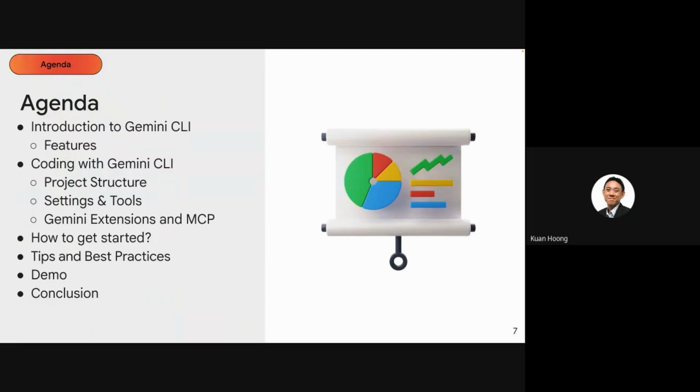Okay, so this is the agenda for today. I'm going to introduce to you Gemini CLI. CLI stands for Command Line Interface. So what are the features and how do you start coding with Gemini CLI? What does the project structure look like? The settings, the tools available, and what are the new things available in Gemini CLI, which is called Gemini Extension. Of course, you cannot run away from MCP. We talk about all this agentic coding.